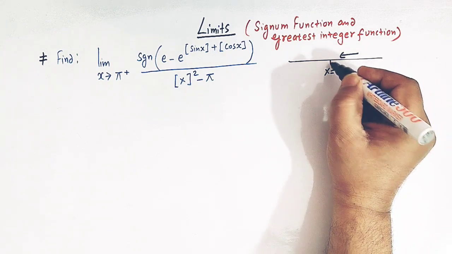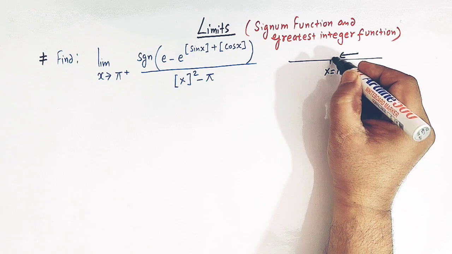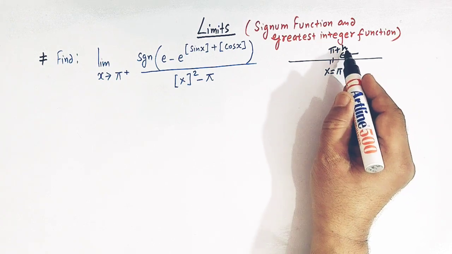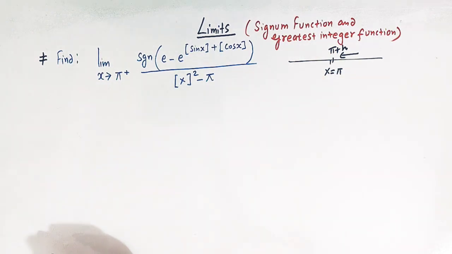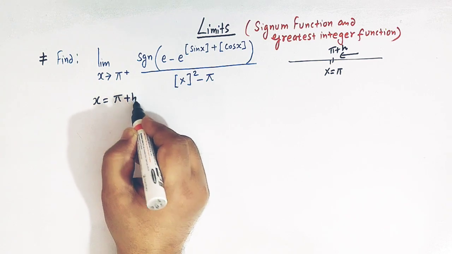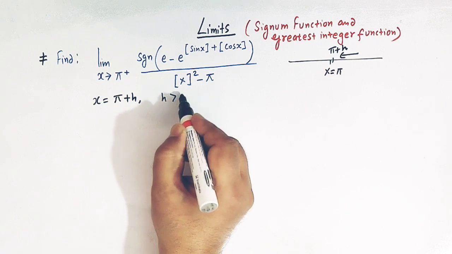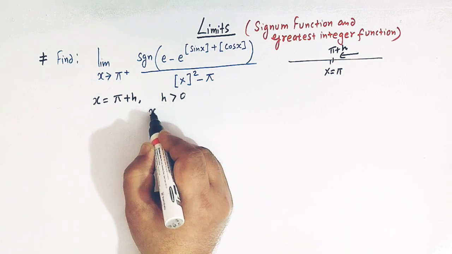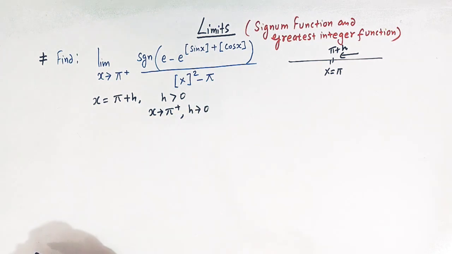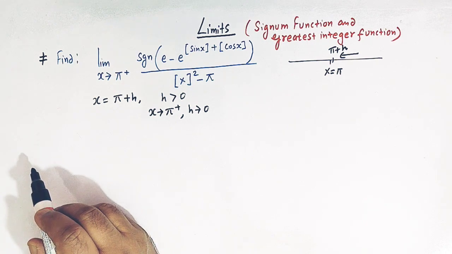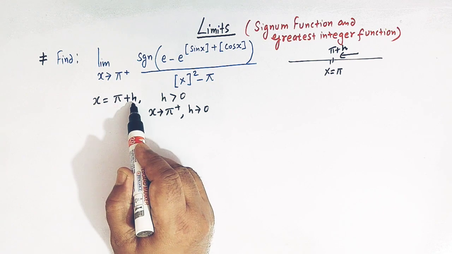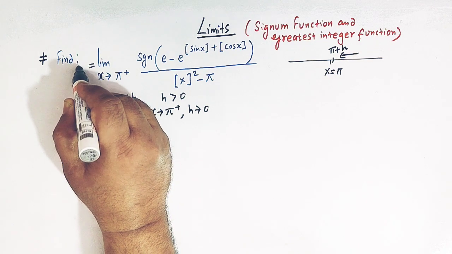So we'll take a point in the neighborhood of x equal to pi, say pi plus h, where h is a positive quantity. So we'll take x equal to pi plus h, and when x tends to pi, then h tends to 0. In the next step, we'll replace x by pi plus h. Let us call this limit L.